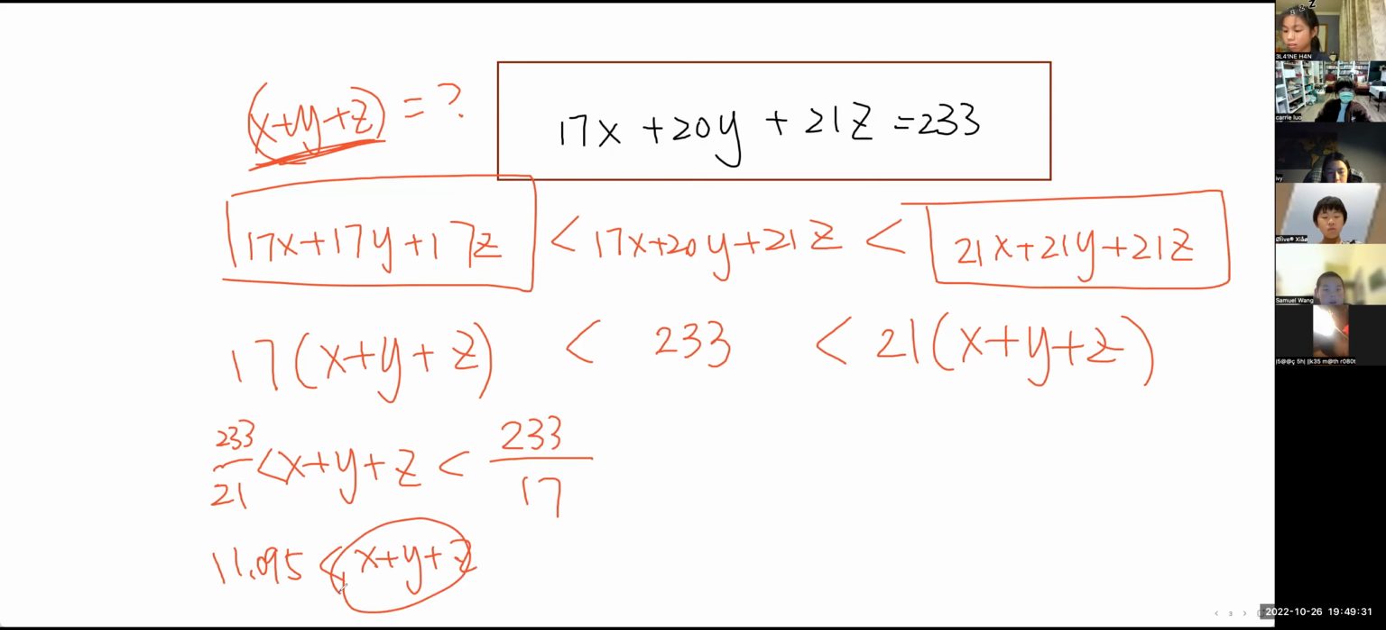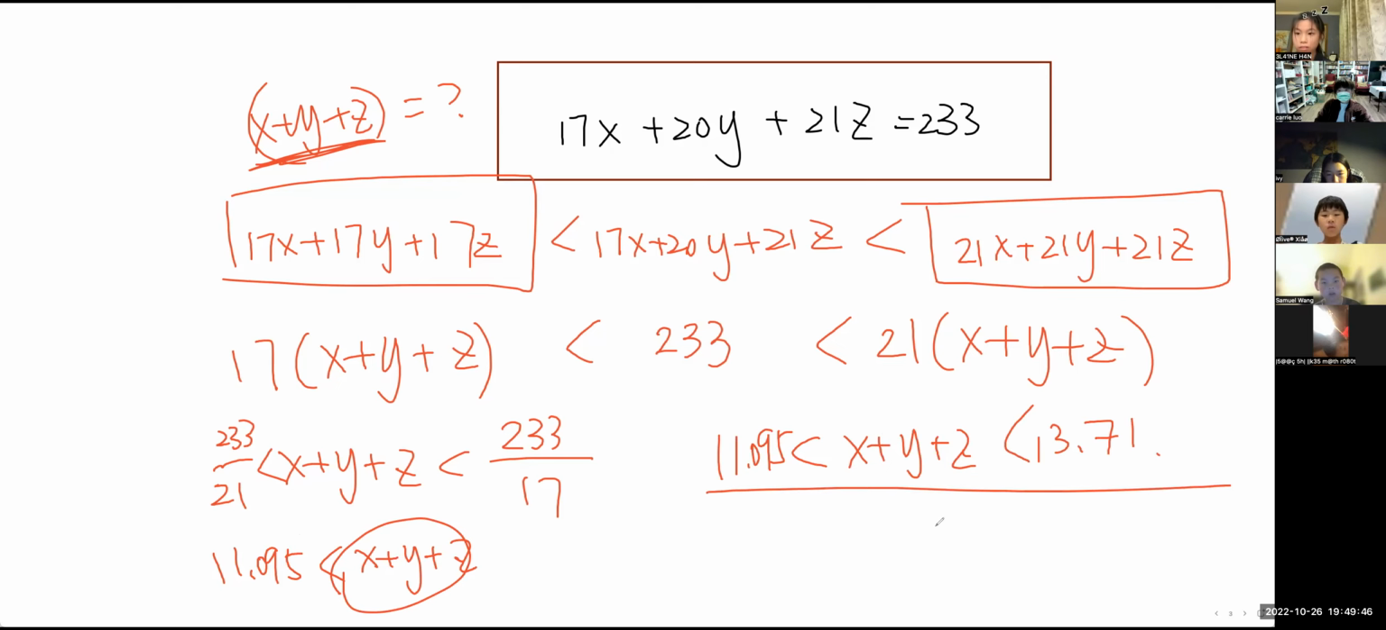So because this is an integer, x plus y plus z is bigger than 11.095, and 233 divided by 17 equals 13.71. So something like that. So x plus y plus z must be bigger than what? 12. Could be equals 12 or equals 13. Get it, everybody here? Okay, good.